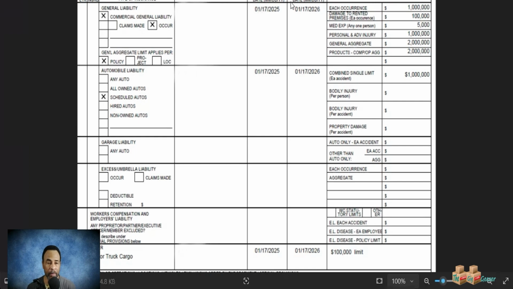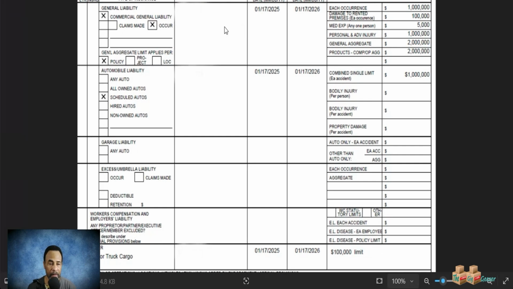And then I mentioned general aggregate. I've explained that. And then products completed operations aggregate. Products completed, that is, for example, you operate a food trailer. You make some food, the person gets sick. It's a product completed. Or you repair a tire, or you mount a tire, and that tire comes off because you didn't secure all the lug nuts. That's going to come out of that $1 million or $2 million aggregate.